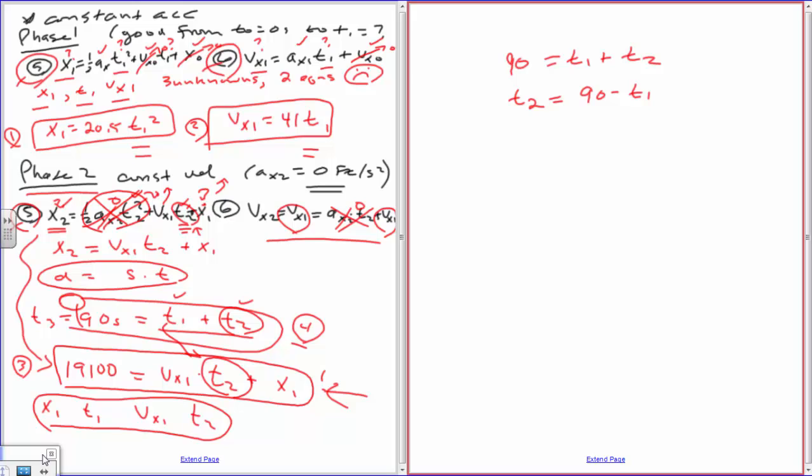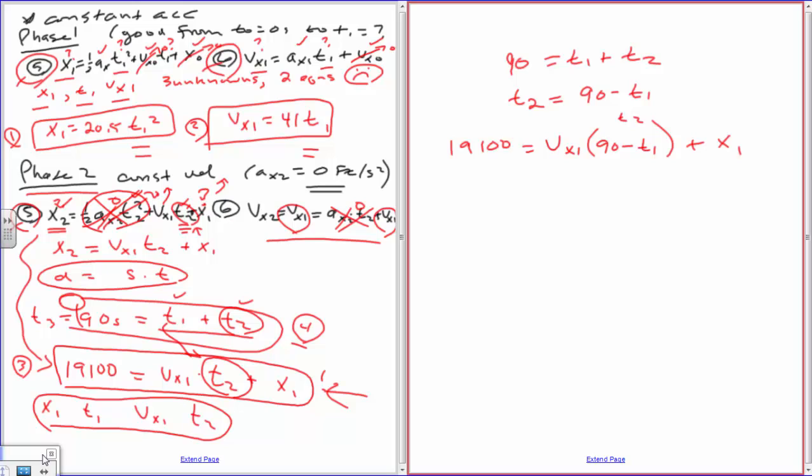I'm going to take equation number 3 down here. So I'm going to take this 19,100 equals our starting velocity times our second time interval. We had t2 here, but we're going to replace that with 90 minus t1, plus our initial position we started at.